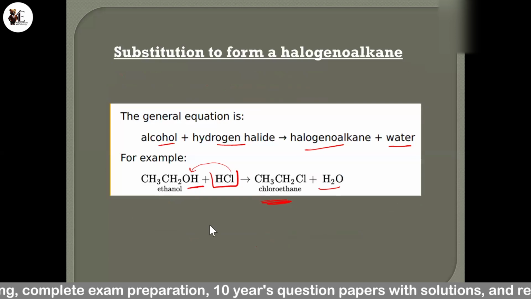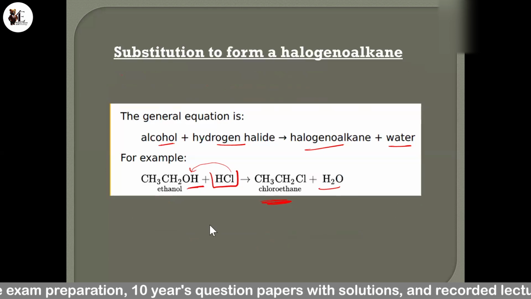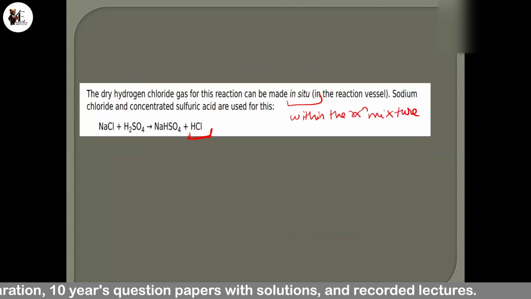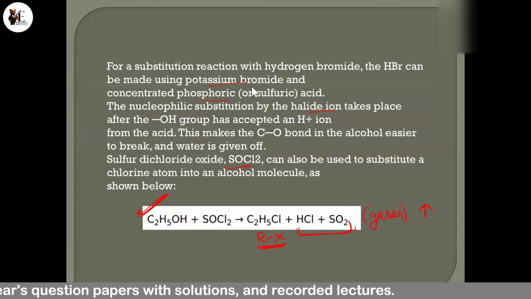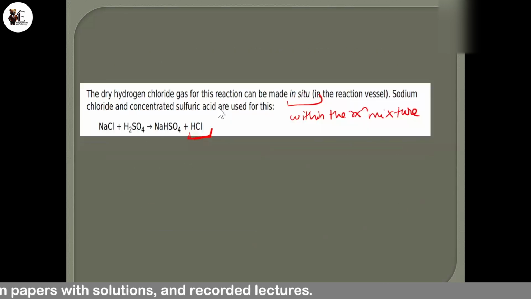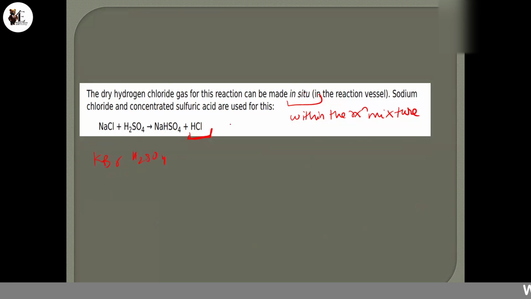So this is for the substitution reaction with this. If you want to take HBr in place of HCl, here it is written, you can take potassium bromide and concentrated sulfuric acid. You can take potassium bromide instead of NaCl and concentrated sulfuric acid, H2SO4. You will get HBr from here.